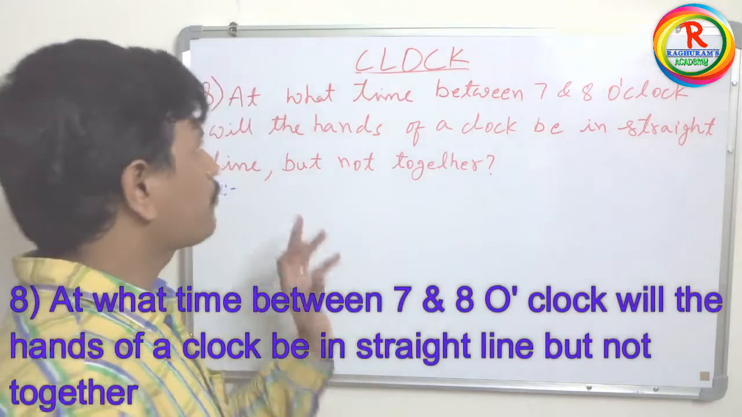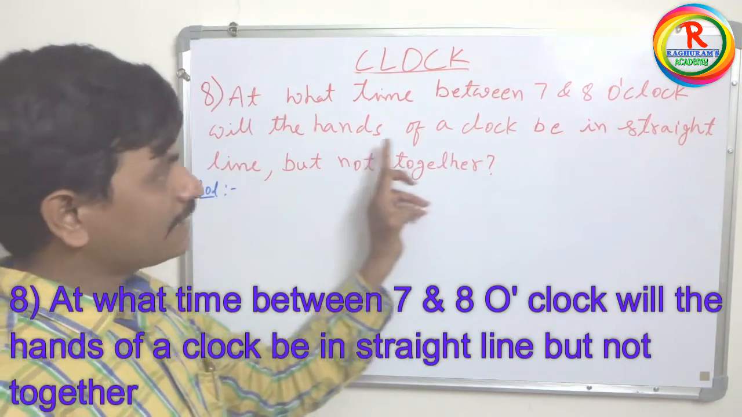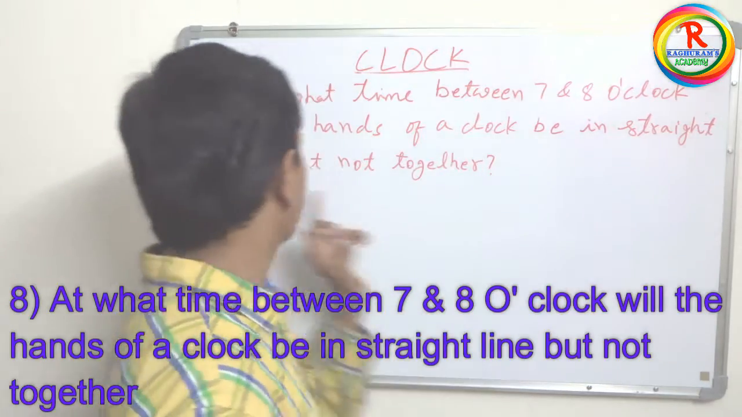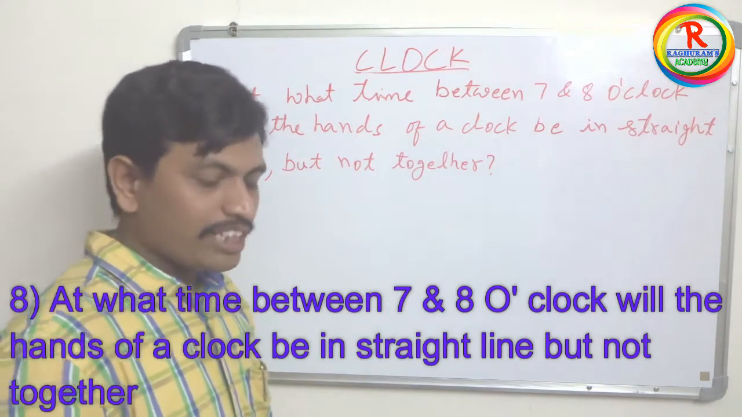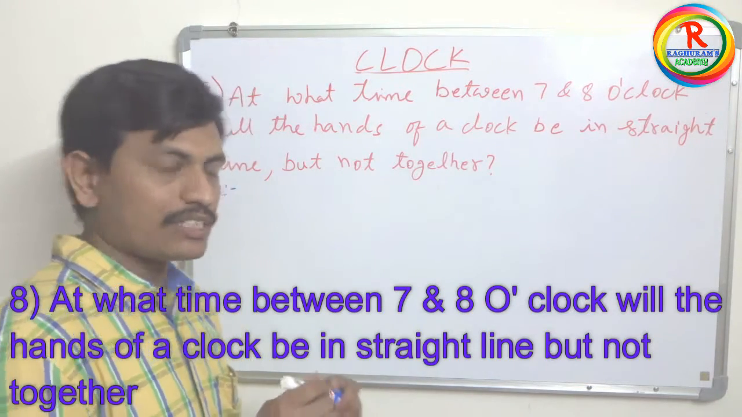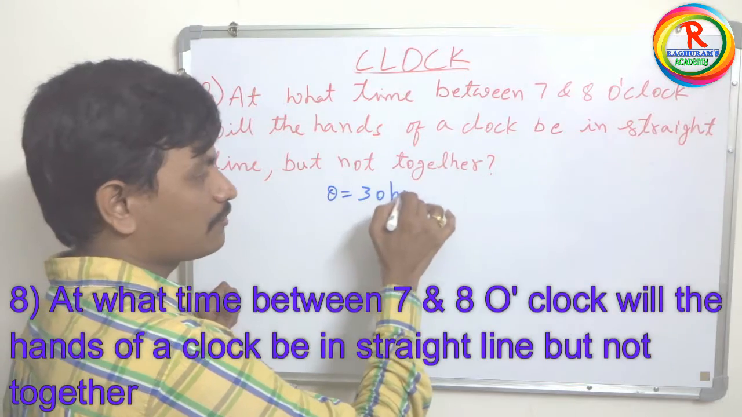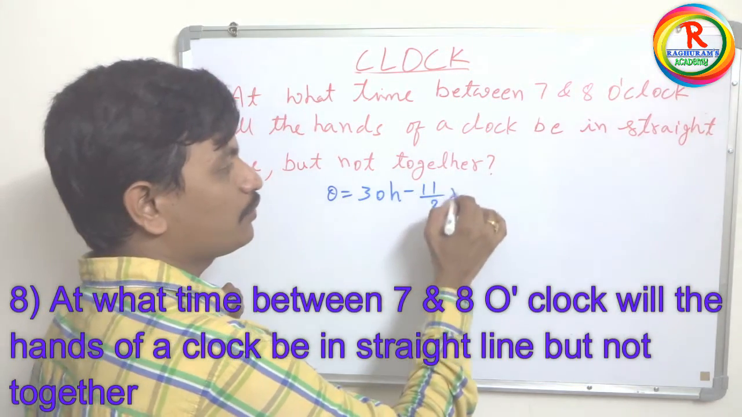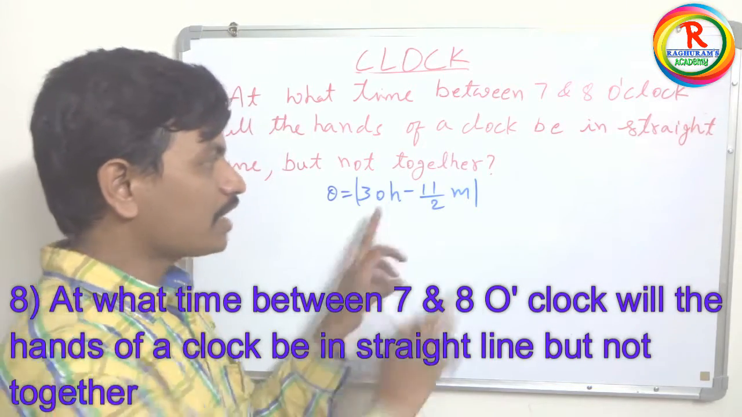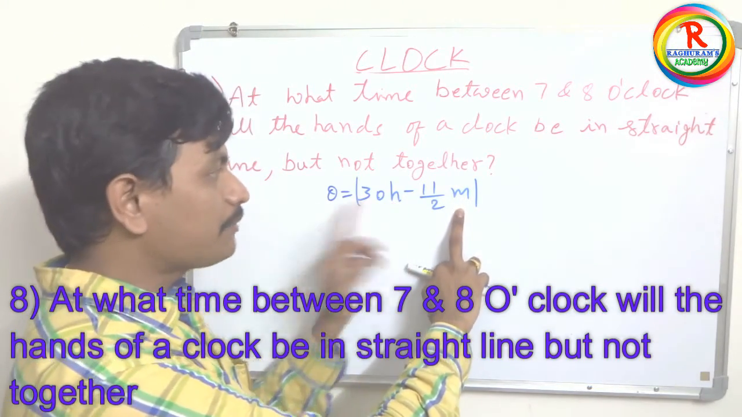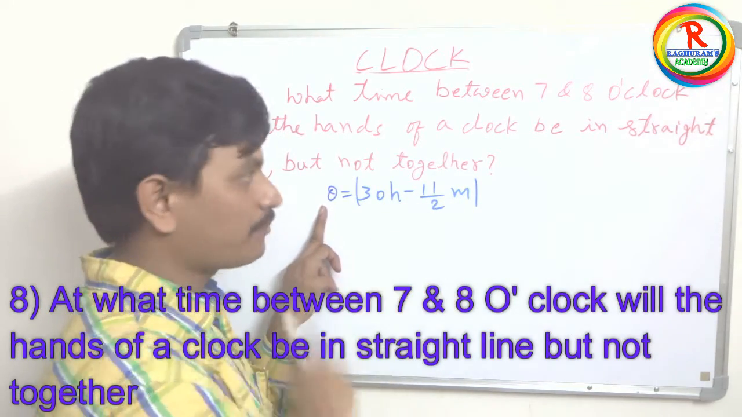Now let us see a different problem. At what time between 7 and 8 o'clock will the hands of a clock be in a straight line but not together? Here we need to find the minutes. The formula is theta equals 30h minus 11 by 2 m. Till now we have seen hour and minutes given. Sometimes they give you hour and theta and we need to find the minutes. This is a different problem.